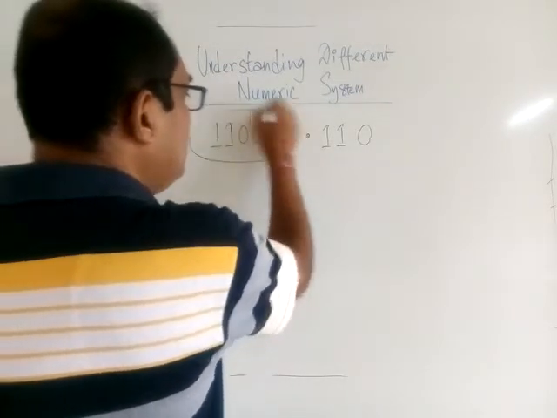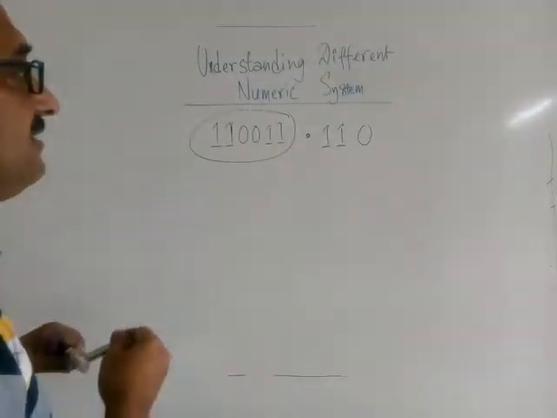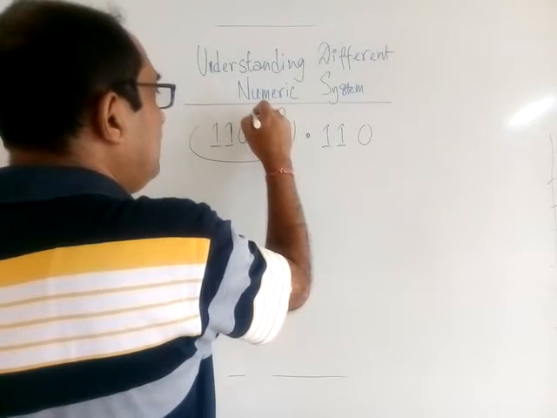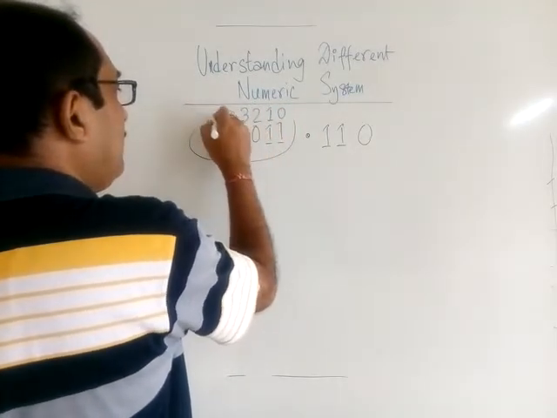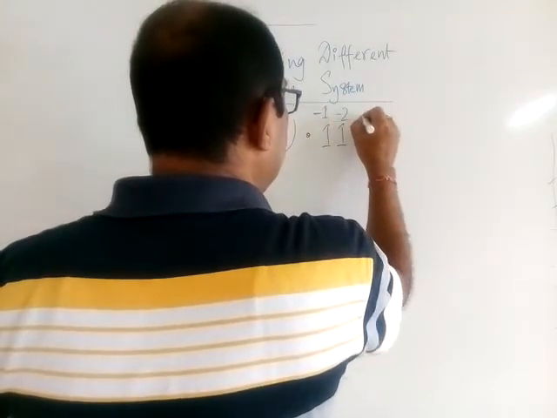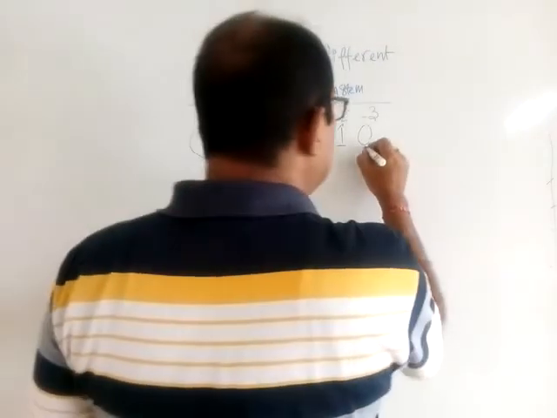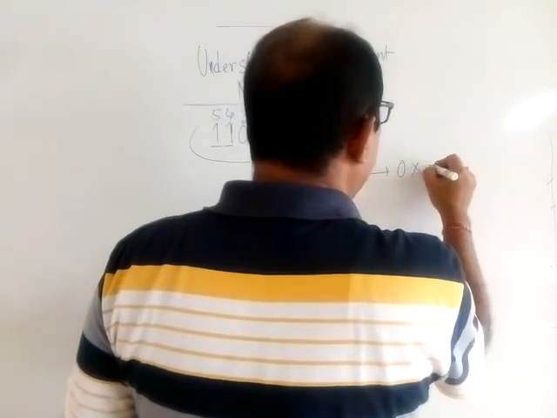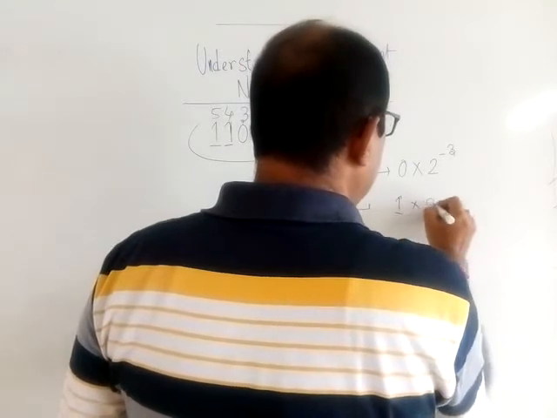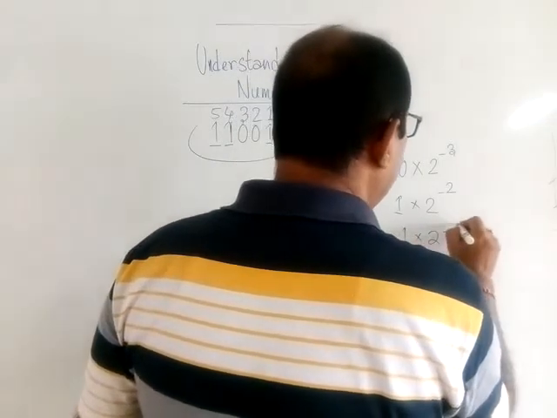Say here we had 110011. You know already how to do this part. I am repeating once again so that you can remember all together. Put the digit numbers from 0, 1, 2, 3, 4, 5. And this way we write the opposite thing, -1, -2, -3. Now what you have to do is, this one, 0, will be multiplied by 2 to the power -3. This one will be multiplied by 2 to the power -2. And this one will be multiplied by 2 to the power -1.